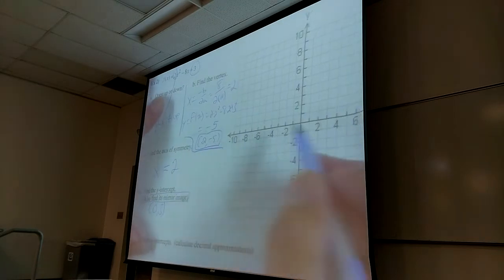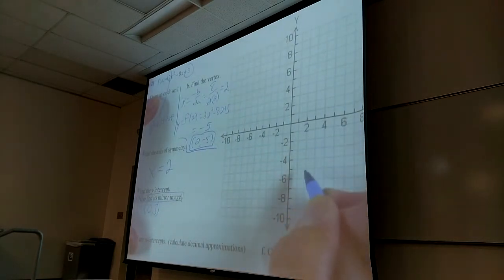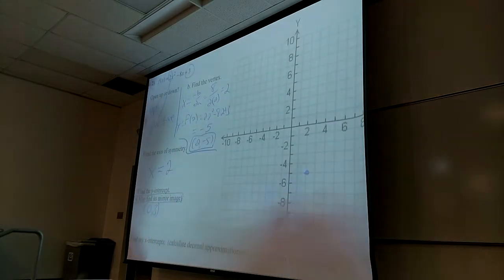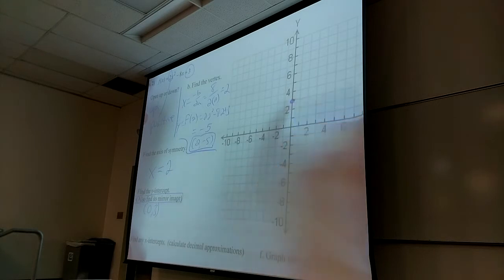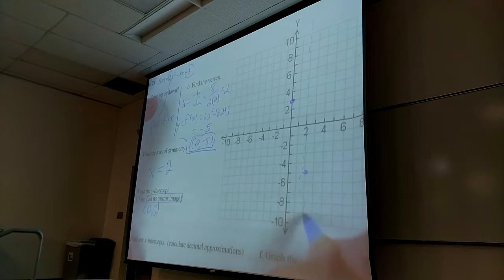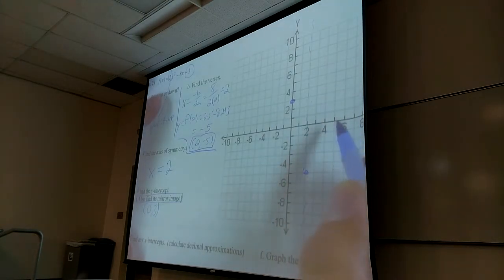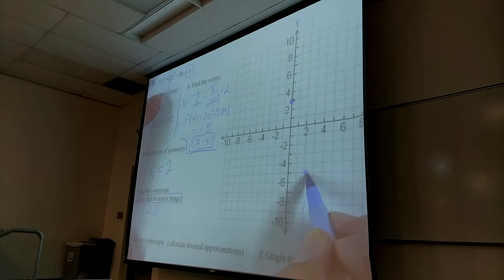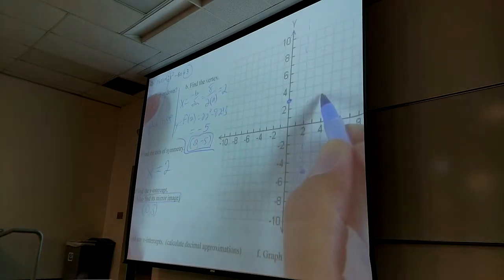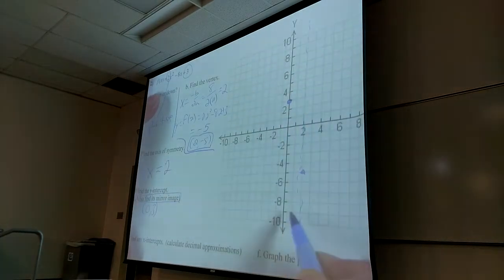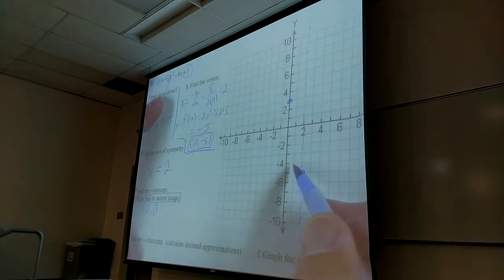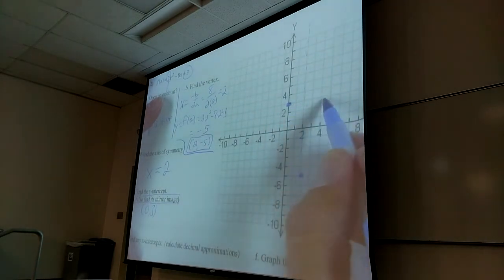So this vertex is at 2, negative 5. The y-intercept is 0, 3. So where is there going to be another point? Where's the vertex? Here. One point is there. There's got to be another point over here, right? What's this dotted line I drew? It's called the axis of symmetry, and it's also known as the mirror. It's where the mirror is. So there must be a mirror image right there.